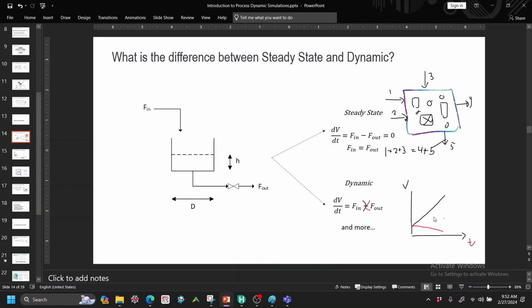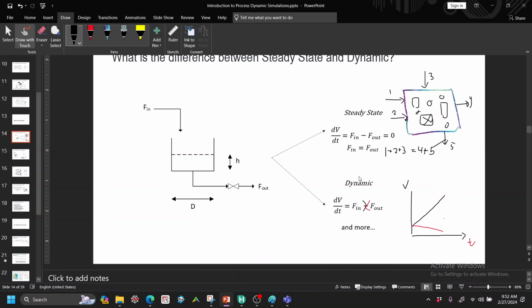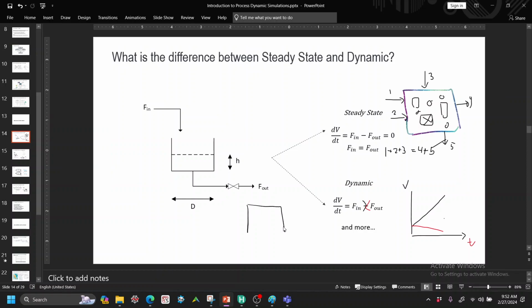And then the dynamic itself can be different. So in dynamic, if you have this type of volume, with one coming in and two going out, compared to this system, this vessel, you will have a completely different graph, relatively.